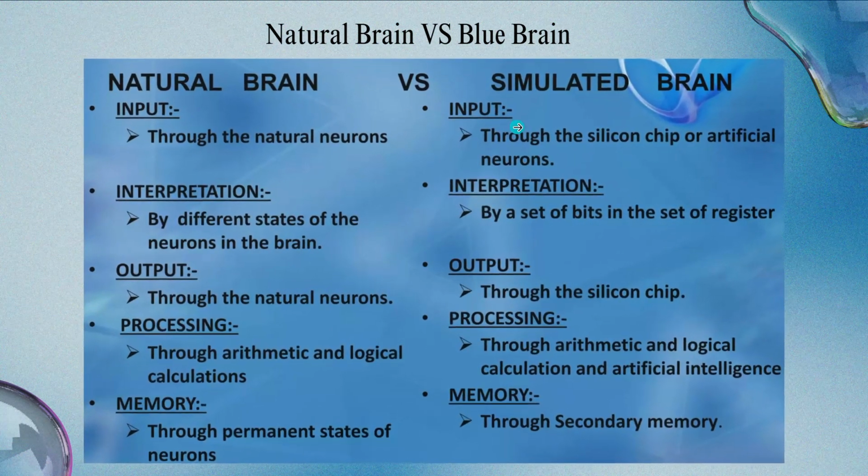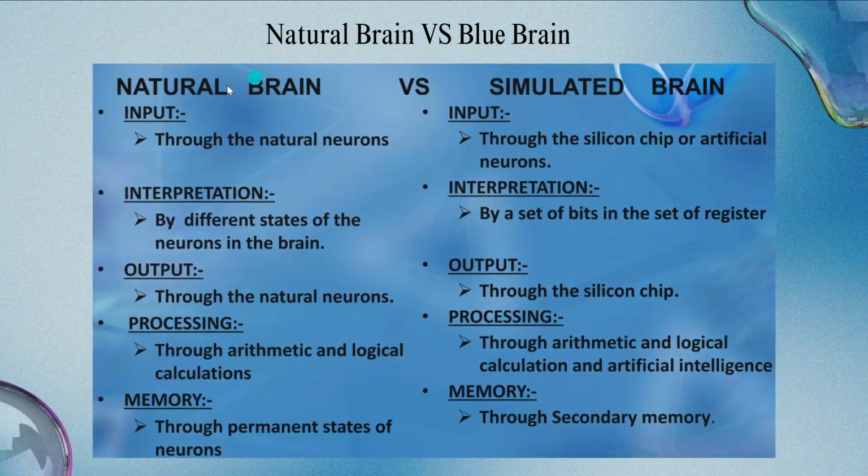And natural brain versus blue brain technology: the natural brain works through natural neurons, whereas a simulated brain works through silicon chips or artificial neurons, because it can't have neurons, right? So silicon chips will be useful. And interpretation by different states of neurons in the brain: interpretation is through a set of bits in a set of resistors. Output through the natural neurons and output through the silicon chip. Input is through silicon chip and output is also through silicon chip.